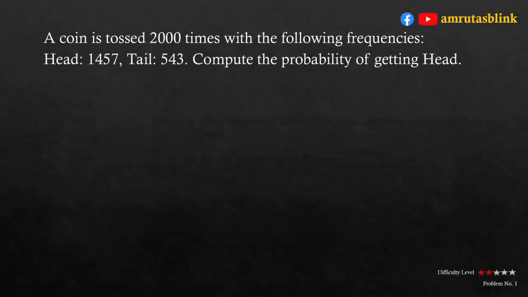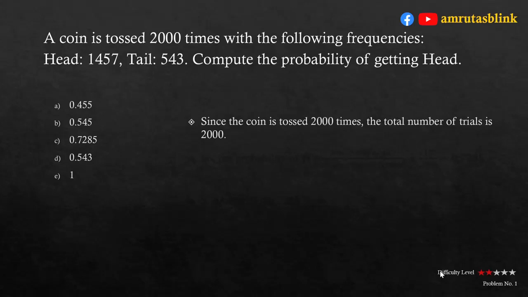Let's start with first problem. A coin is tossed 2000 times with the following frequencies: head 1457 and tail 543. Compute the probability of getting head. This is very simple and direct question based on the concept of probability. Options are given: 0.455, 0.545, 0.7285, 0.543 and 1. Now it's given that the coin is tossed 2000 times.